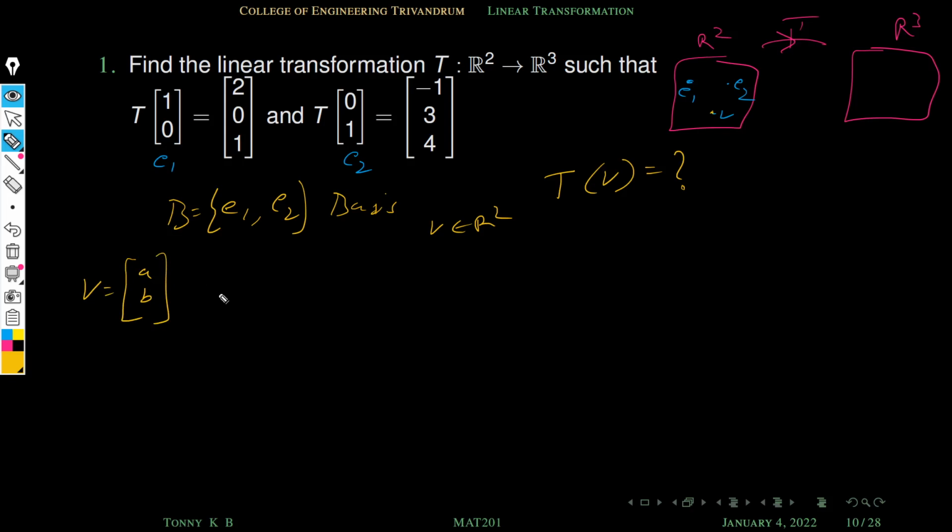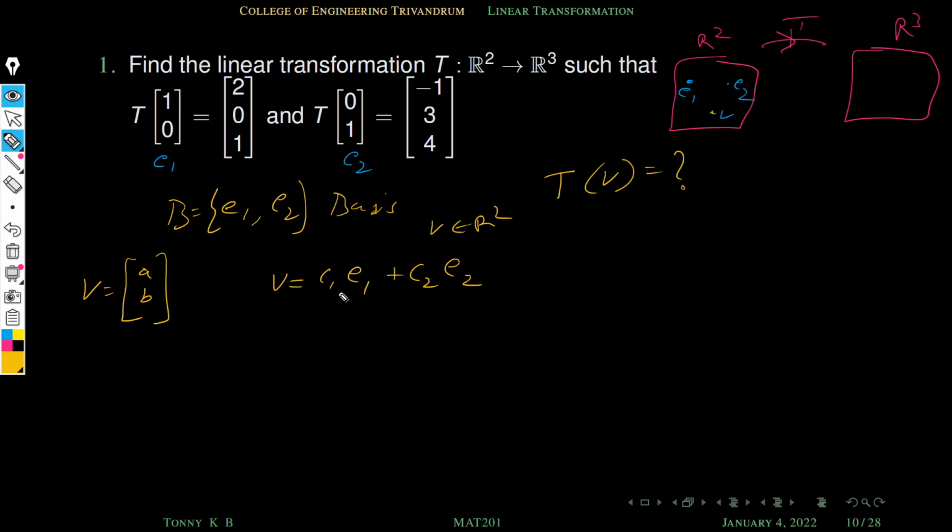Like a tuple or a pair of two elements. You can write this as a column matrix. So then, what is our first step? First step is we have to express this V in terms of E1 and E2. This is possible because we know that this is a basis. That's why this is possible.